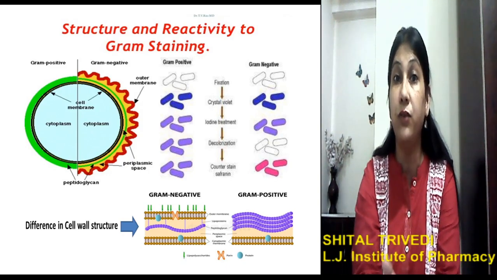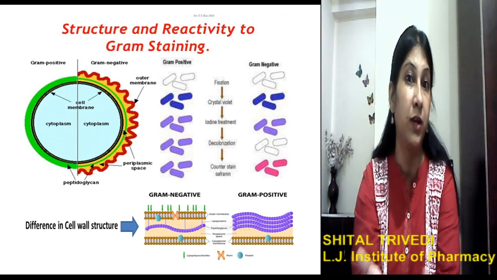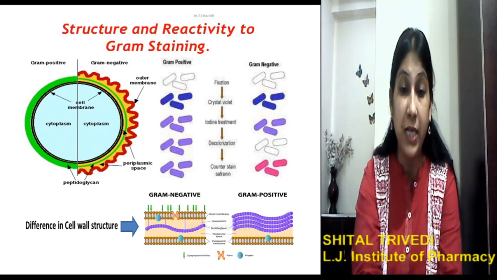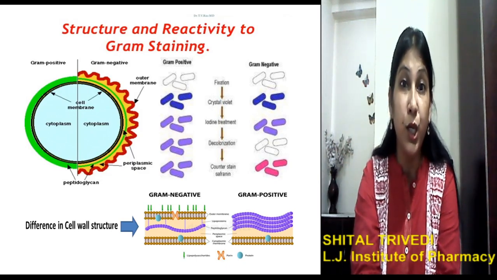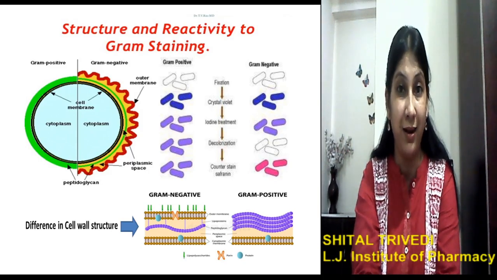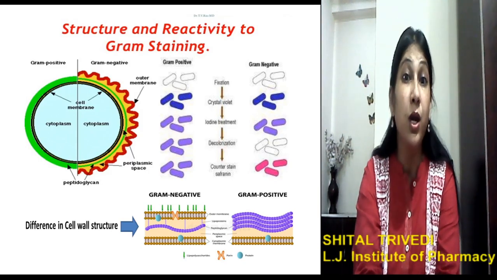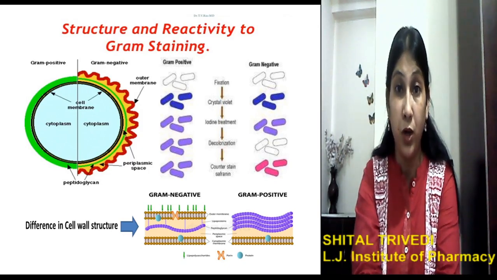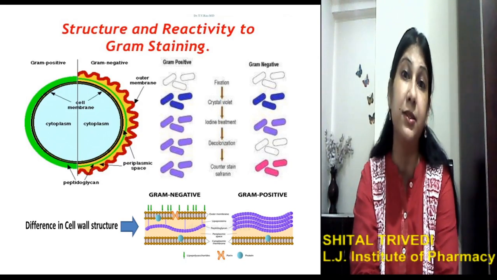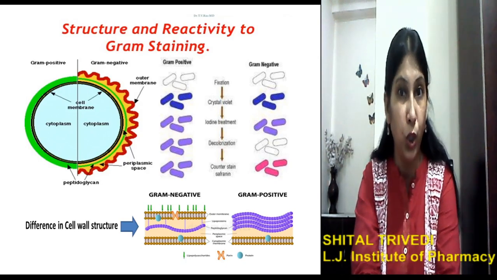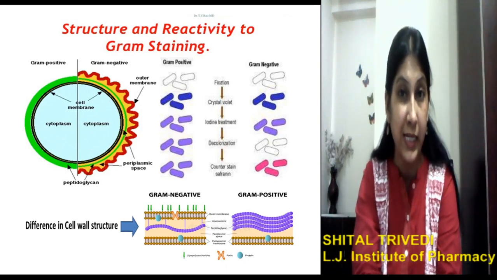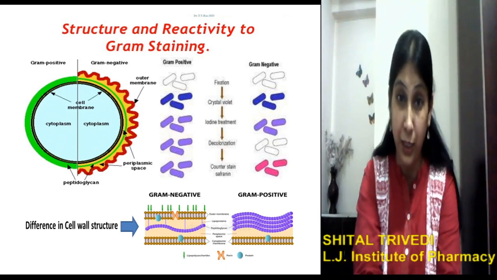That means the content of peptidoglycan is high in gram positive bacteria. Gram negative bacteria contain an outer lipid membrane, so they have high lipid content because of this outer membrane, which is absent in gram positive bacteria. That means gram positive organisms have high peptidoglycan and low lipid content, whereas gram negative bacteria have low peptidoglycan content and high lipid content.